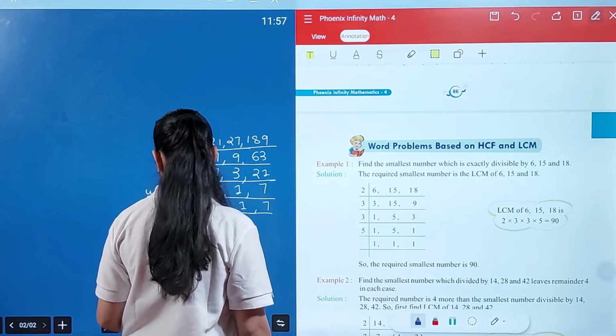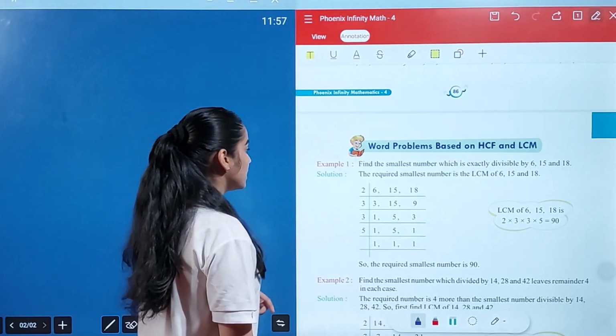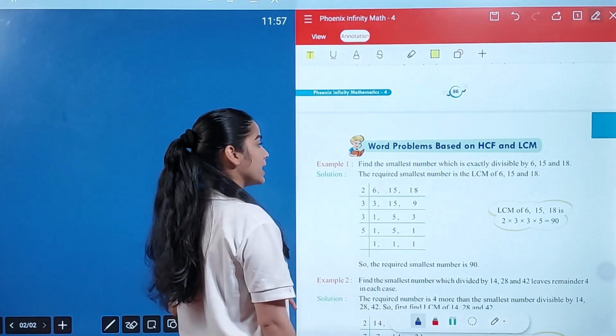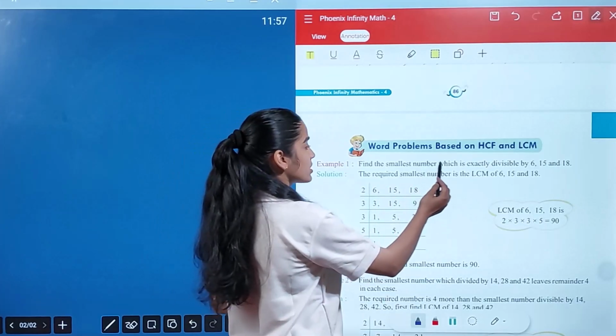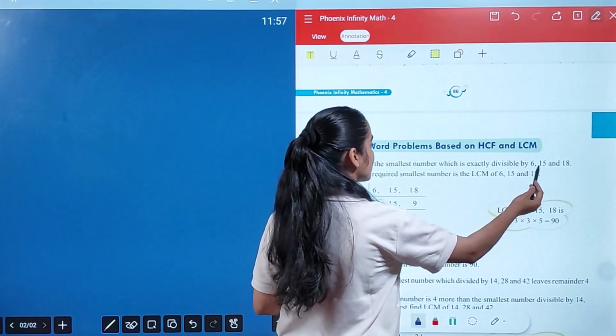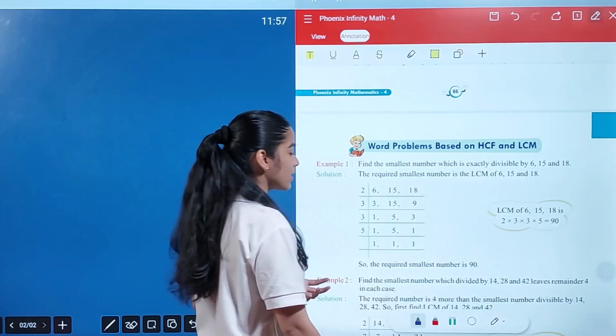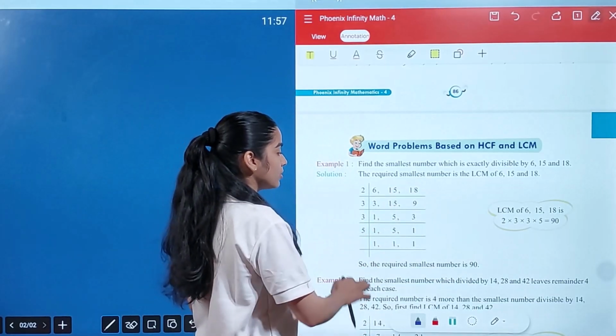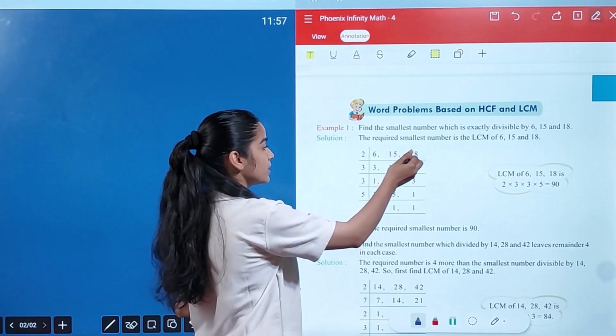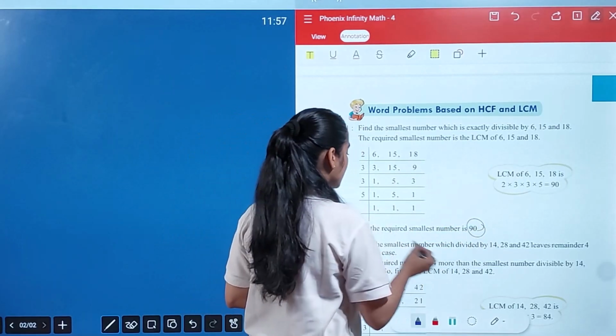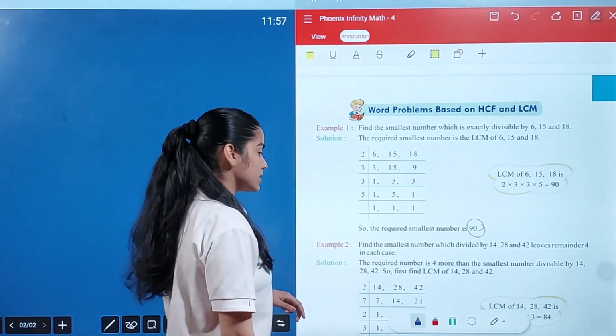In this, we have some daily life situations where we have to apply HCF and LCM. Find the smallest number which is exactly divisible by 6, 15 and 18. The smallest number we have to find. So we take the LCM of 6, 15 and 18 and we get 90. So the required smallest number is 90.